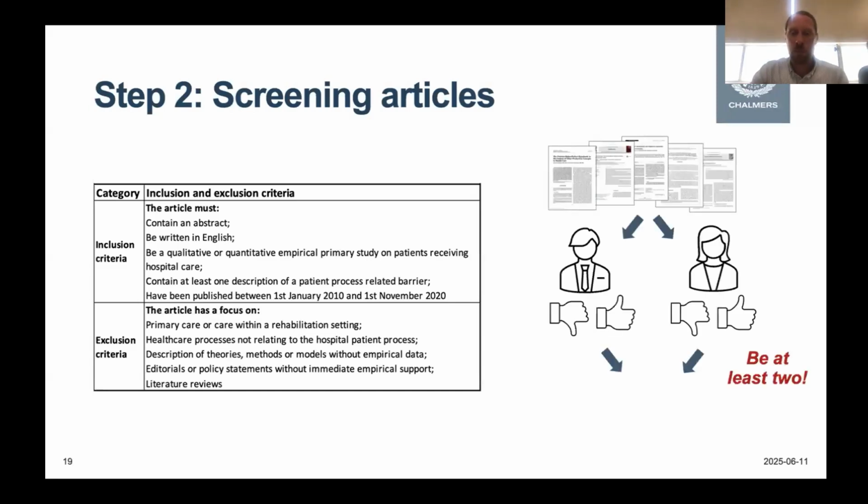Here, it is so much better if you are more than one person. And I would say many journals would not accept your paper if there haven't been at least two persons screening the articles to remove bias.